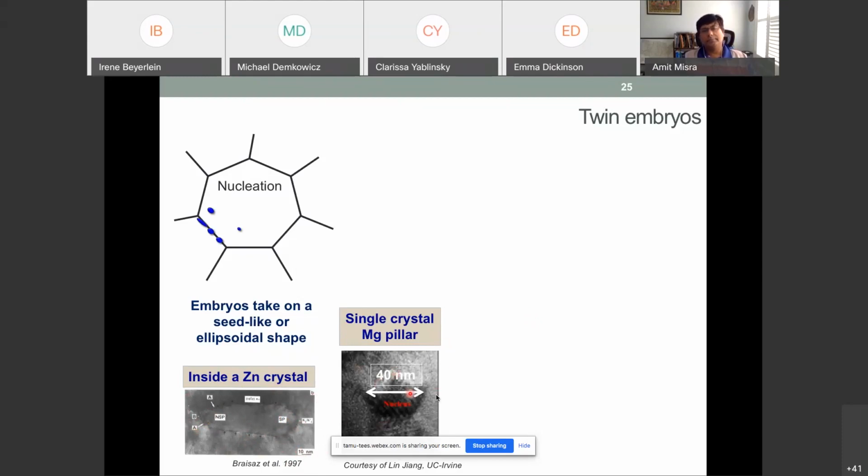Earlier I showed you, this is from some of our work where we had a magnesium pillar, and we saw this formation of this nice embryo occurring within the pillar.